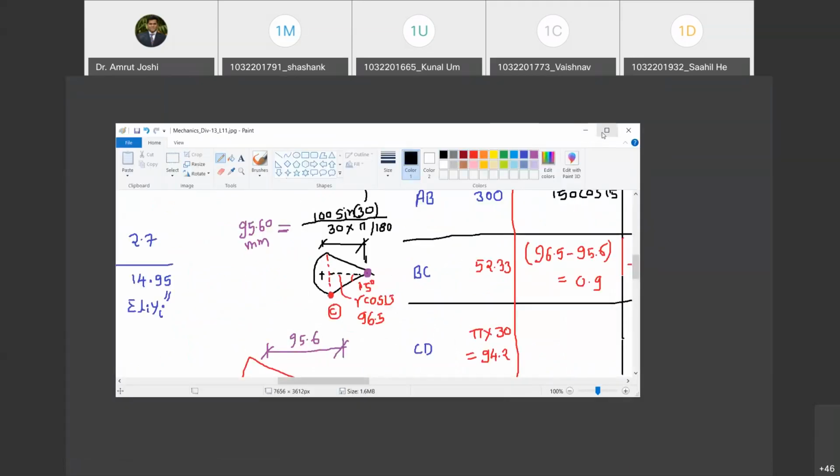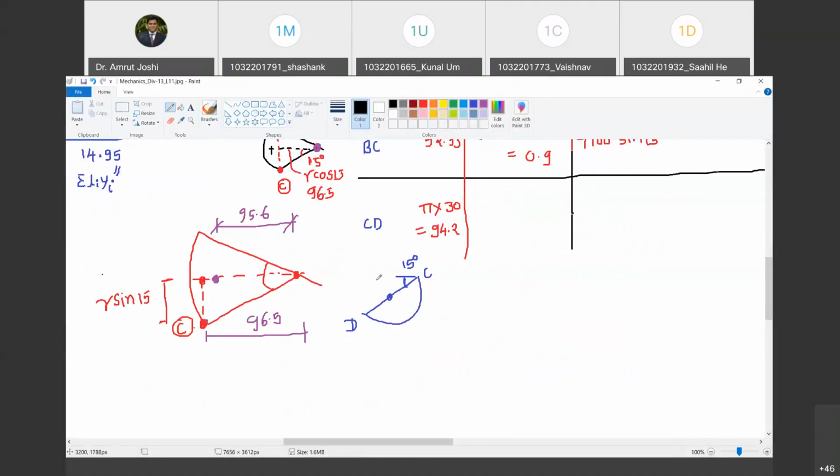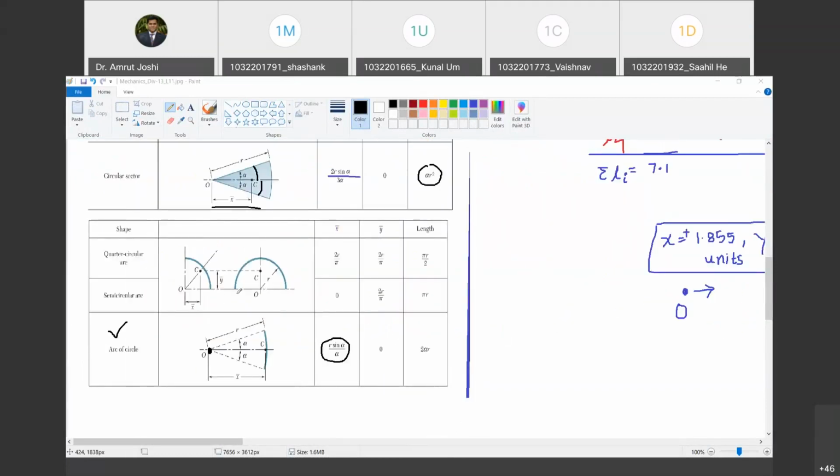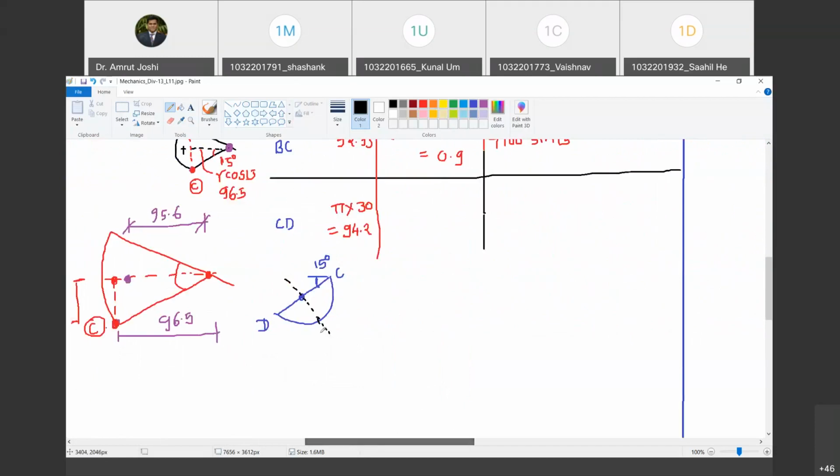Now, where does the centroid of the semicircle lie? Mind you, the centroid always lies on the axis of symmetry if the member has any. So we have this as an axis of symmetry. Do you agree with me? So the centroid is going to lie along this line for sure. Where does it lie? Let us go back to the formulation here. This is the semicircle. So y bar should be given here, and that y bar is 2r by pi.